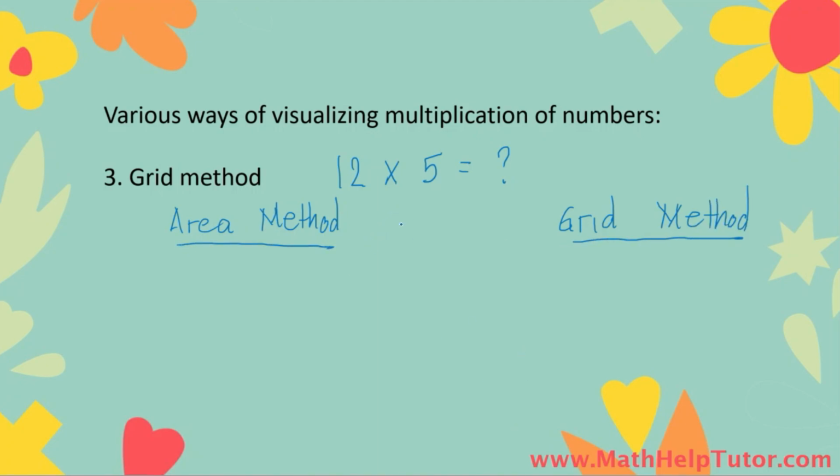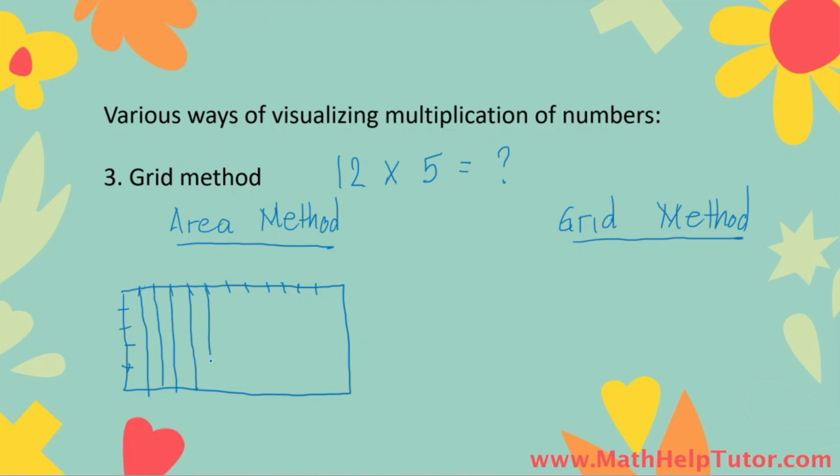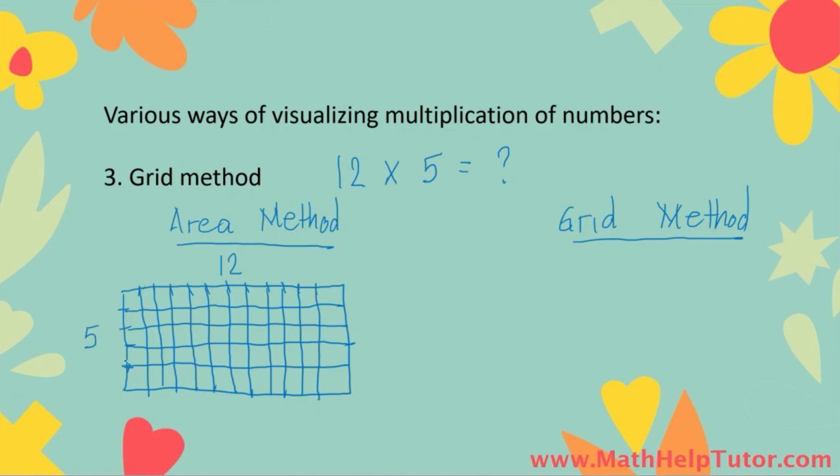So solving 12 times 5 using the area method, first what we have to do is we're going to draw a rectangle, and that rectangle has to have a length of 12 squares and the height of 5 squares. Then we are going to draw the squares. Okay, so we're just going to draw several lines across our rectangle so that we can form the squares inside our rectangle. There we go. So here we have a rectangle which is 12 squares long and 5 squares high. Next, we count the number of squares inside this rectangle to get the answer for 12 times 5.